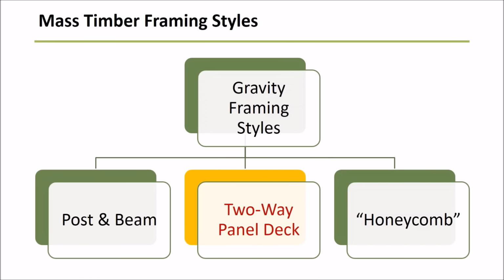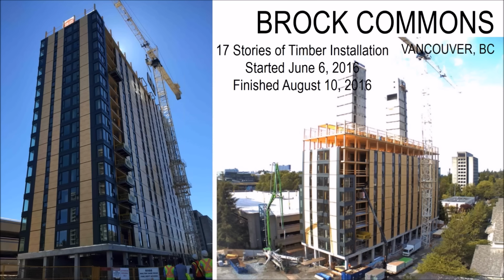Moving on to our next gravity framing style, the 2-way deck. Michelle showed you a picture of the Brock Commons project, 17 stories of wood over a 1-story concrete podium. This is a project that's definitely an alternate means. In British Columbia, they don't allow an 18-story tall wood building, but they went through an alternate means process through their jurisdictions to justify this building.